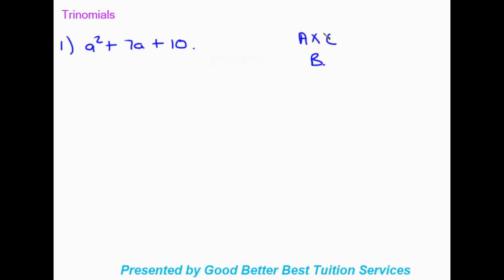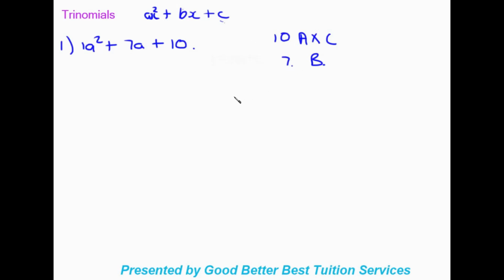Okay. So what this means is a times c. We know that the general setup of a trinomial is ax squared plus bx plus c, right? So we know that the first term is a, the second term is b, and the last term is c. So we're saying a times c. Remember there's a 1 in front there, so it's 1 times 10, so we have 10. And our b is 7.